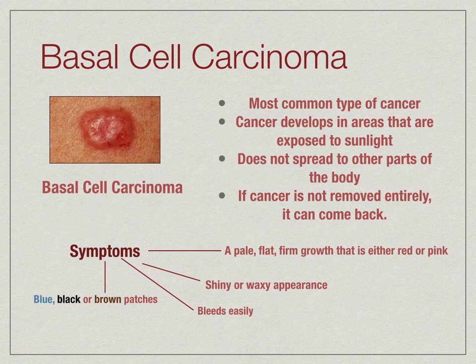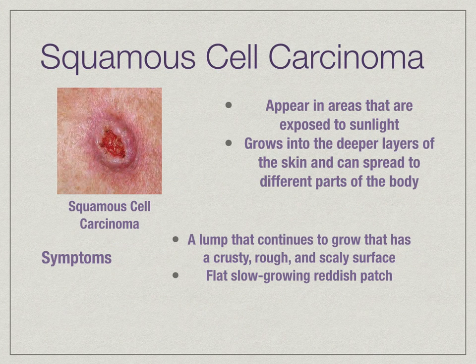The basic warning sign for any type of skin cancer is a new growth that doesn't heal within a month or two, and the size of this growth increases. Other symptoms specific to basal cell carcinoma are a pale, flat, firm growth that is either red or pink and may have a shiny or waxy appearance, or a growth that bleeds easily. You may also notice brown and black patches.